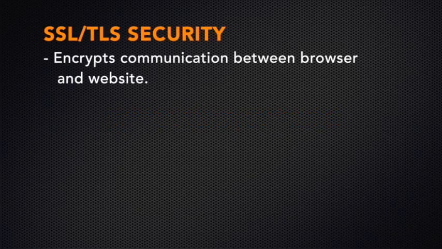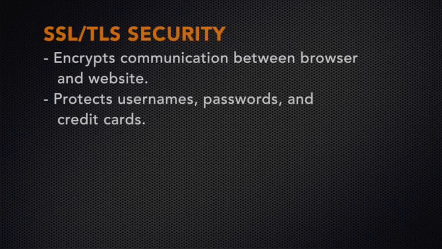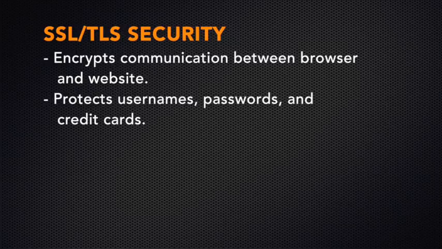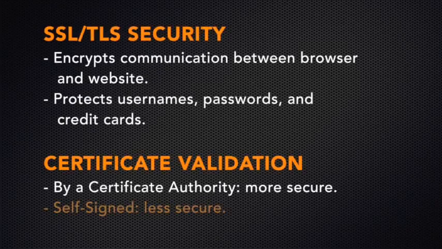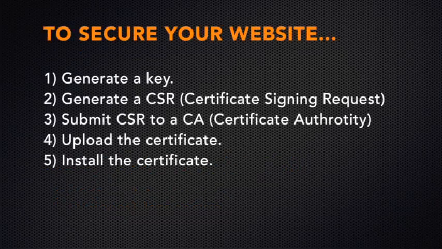TLS and SSL allow you to encrypt communications between your browser and a secure website. Secure communications ensure that you can use usernames, passwords, and credit cards on websites securely. I'll show you how to secure a website with a certificate on a valid certificate authority. There are 5 steps to this process. Generate a key, generate a certificate signing request, submit the certificate signing request to the certificate authority, upload the certificate, and install the certificate.